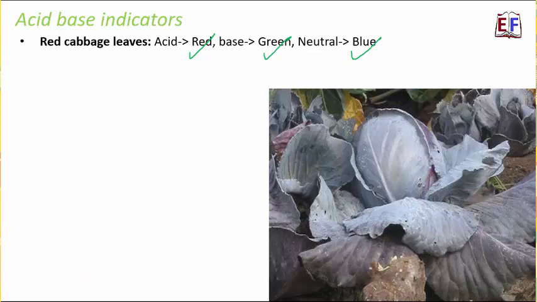So these are certain things that you need to know, like what would be the color if the particular substance is acid, base, or neutral. So these colors are something that you should know.